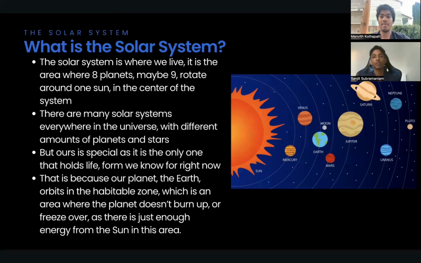There are many solar systems everywhere in the universe, but ours is special because it's the only one that holds life, at least that's what we know for right now. This is because our planet, the Earth, holds its orbit in the habitable zone, or the Goldilocks zone, which is an area where the planet doesn't burn up due to too much energy from the sun, but also doesn't freeze up due to a lack of energy from the sun.